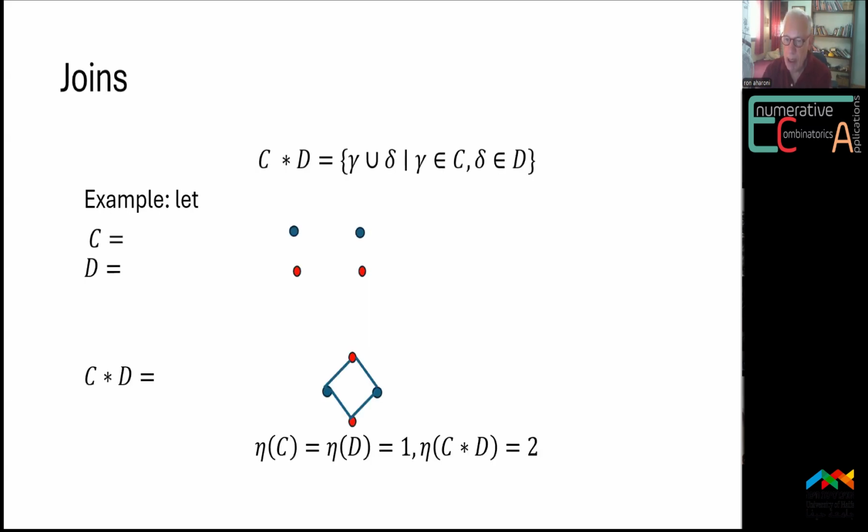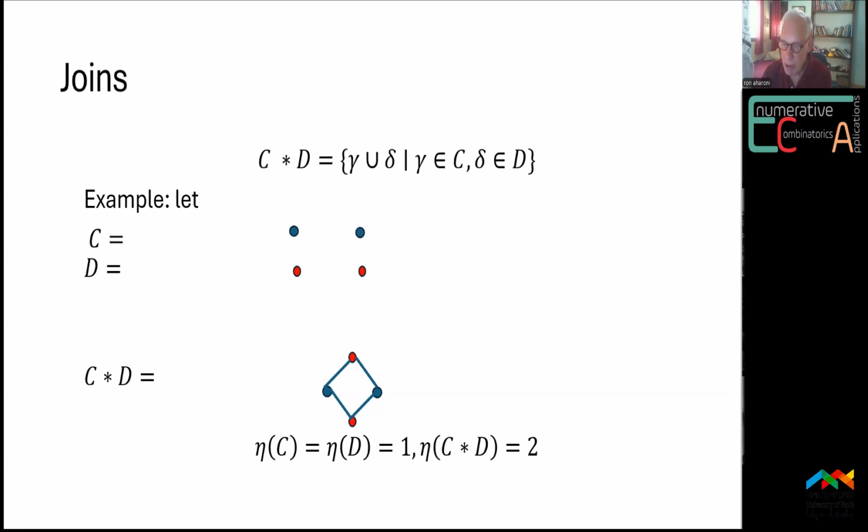Okay, now a basic definition in topology is the join of two complexes. We have here two complexes, C and D. The join is, you first of all separate them and put them on disjoint ground sets, and then you look at all the unions, an edge from C and an edge from D, take their union, and all these unions form a complex. This is the join of C and D.